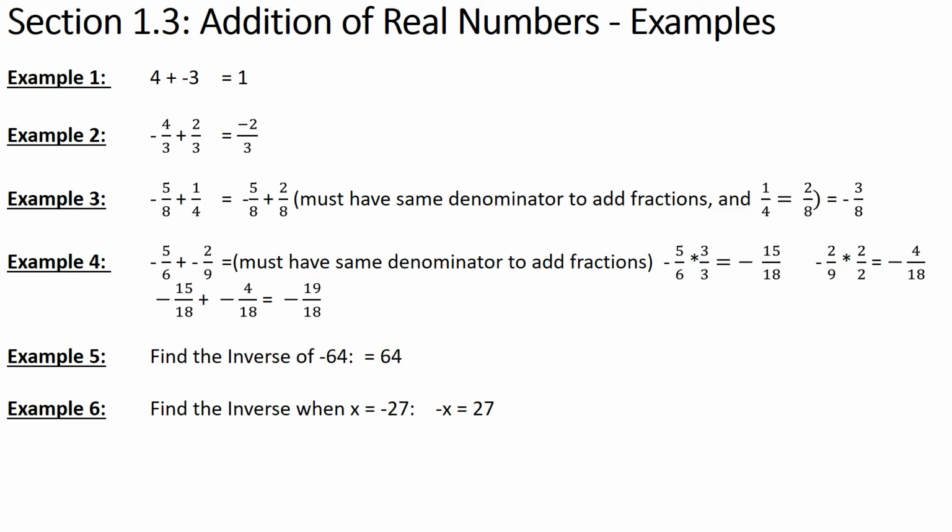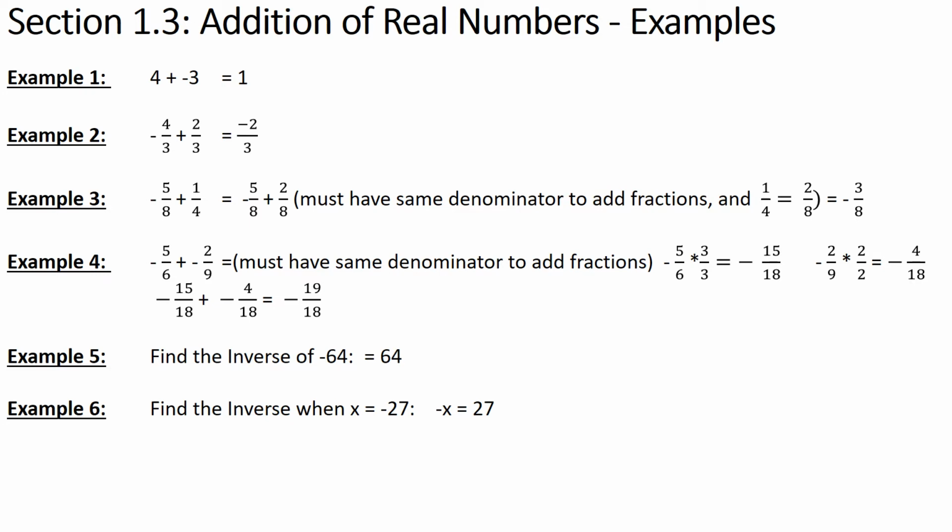Here's another one. Negative 5/6 plus negative 2/9. They're both negative, so we're going to get a final negative answer. But again, we have to have the same denominator. And here's a little trick here. I got different denominators. And people always say, well, multiply the two denominators together. That would give us 6 times 9 is 54. But if you remember your multiples from your multiplication tables, you can come up with an easier answer.